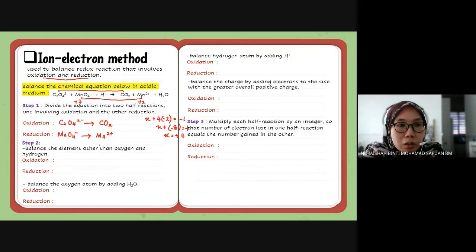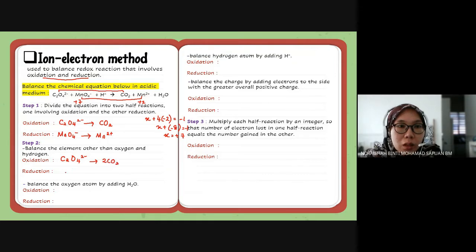Okay, so step 2, balance the element other than oxygen and hydrogen. So for oxidation we have carbon. Carbon sebelah kiri 2, sebelah kanan 1. So that means kita kena letak 2 dekat sebelah kanan, sebelah produk. C2O4 2 minus to form 2 carbon dioxide.